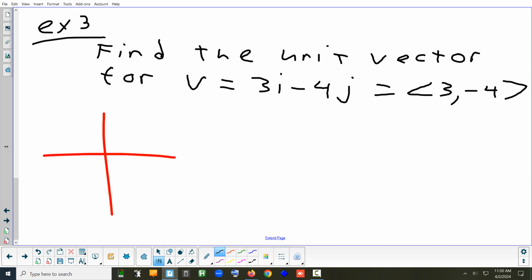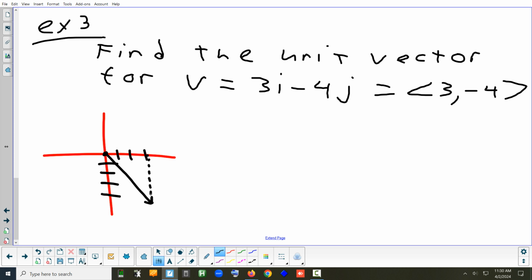All right, so if I start at the origin, how many units to the right do I go? 3. So 3 to the right. And then how many up or down? 4 units down. Yep, down, and how many? 4. 1, 2, 3, 4. So right about there.